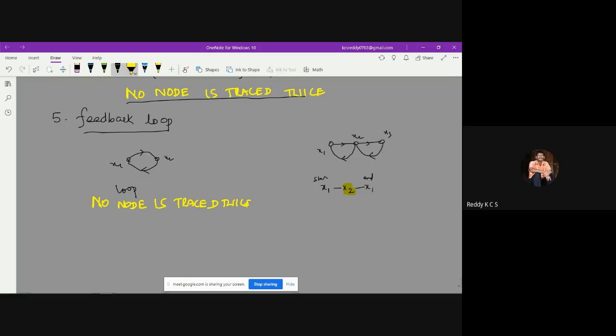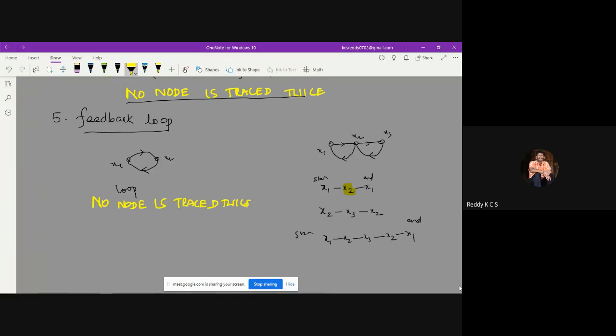Say, for example, one more loop is also there. The starting point will be x2, and it touches x3 and comes back to the same x2. One more very important point: here x1 generated the signal, passing through x2 and through x3, then coming back to x2 and then coming back to x1. Here the starting point is x1 and the ending point is also x1.